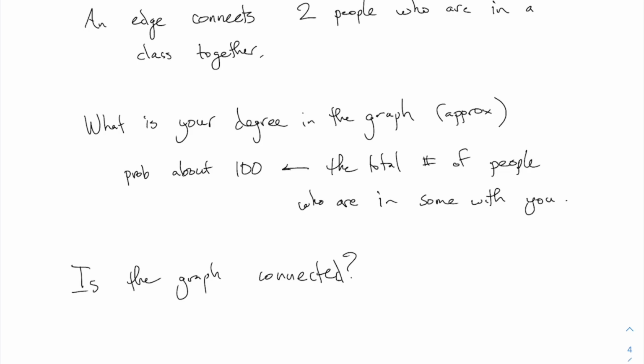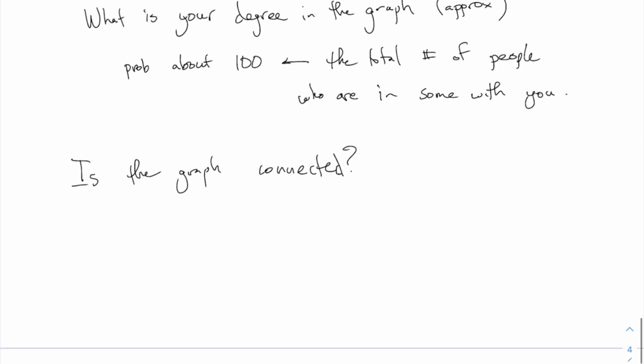If it were disconnected, that would mean somehow there were some people who were in a separate universe as far as the classes they were taking, which I don't think is actually true at our dear university. So is the graph connected? I will say probably yes. I can't say for sure.